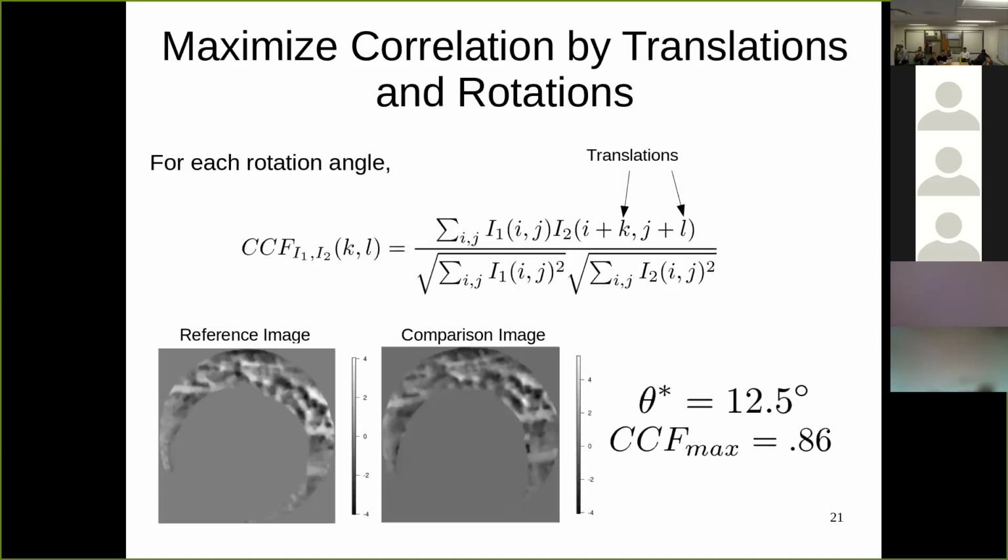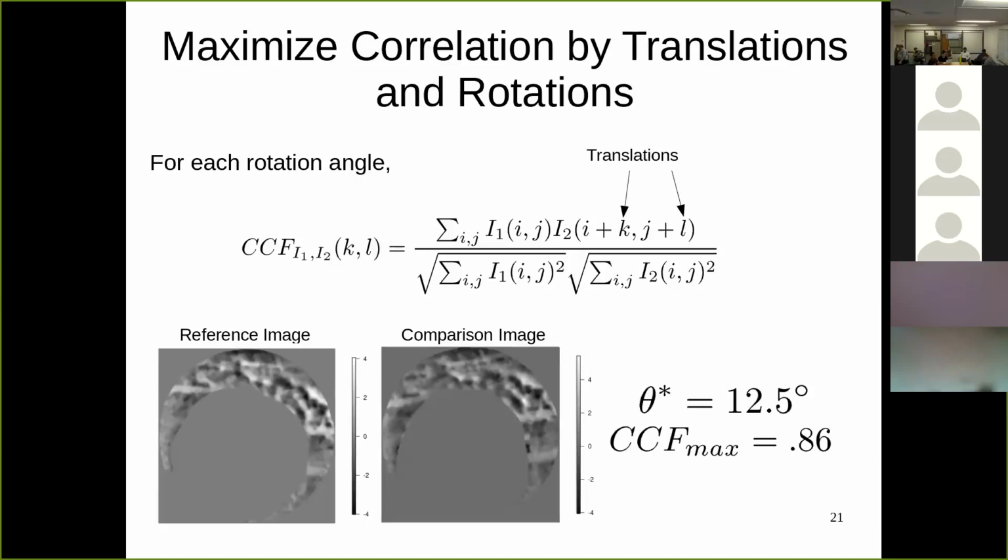This is how we do it. Basically we take one image and rotate it repeatedly, and for each rotation angle we compute the CCF. CCF stands for cross correlation function. This basically is a correlation for many different translations. The translations here are K and L.